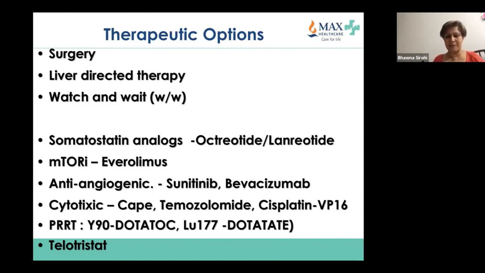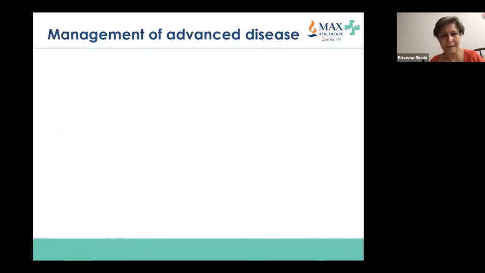PRRT, you have yttrium 90 dotatate or lutetium dotatate, which is currently the standard of care because of a phase 2 study. And then you have telotristat, which, like I said, I won't discuss because it is not available, but it can be imported for patients who need it for uncontrolled symptoms related to diarrhea, mainly with mid-gut tumors, which are high serotonin producing.